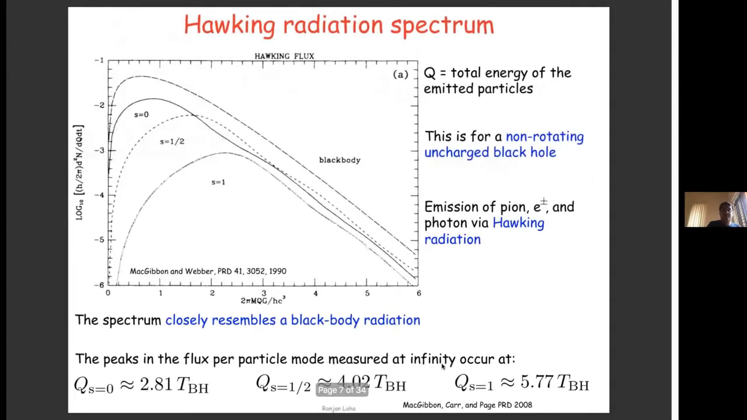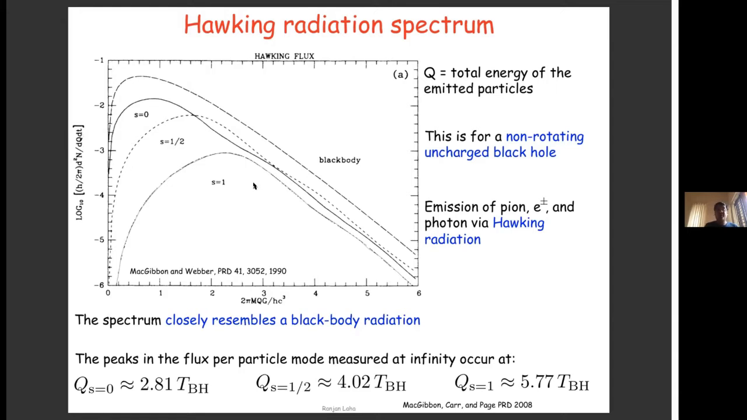So how does this spectrum look? Let me show you this plot from this paper by MacGibbon and Webber. Note that here I have slightly changed the notation, just to give credit to the original authors. Here Q is the total energy of the particle. All right. What is being plotted on the x-axis is the total energy of the particles times the mass of the black hole, and the y-axis is the differential spectrum per unit energy per unit time.